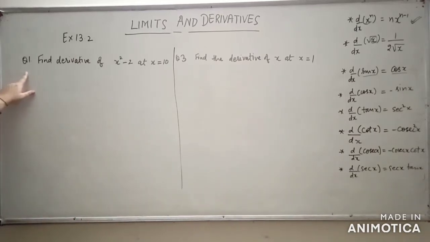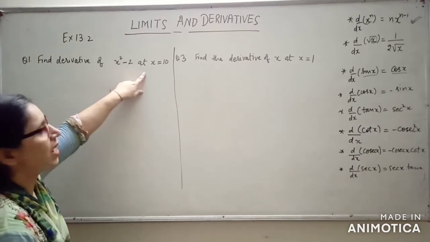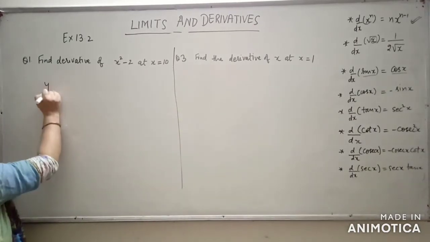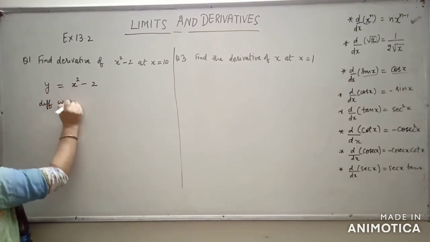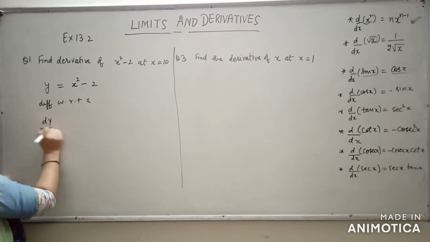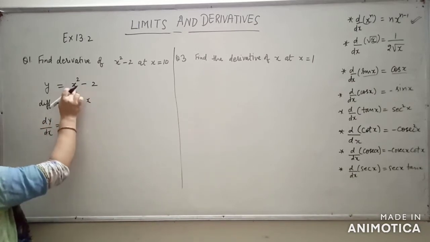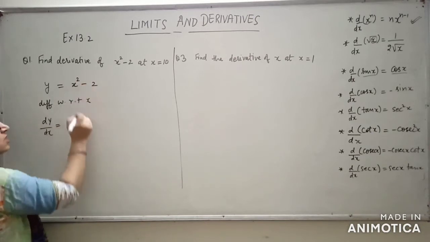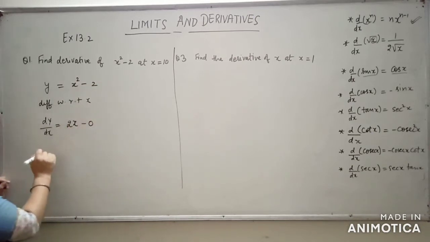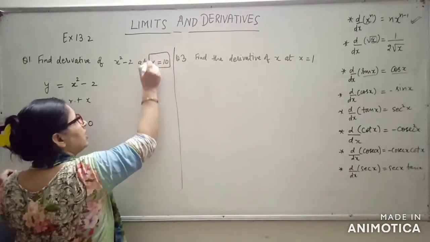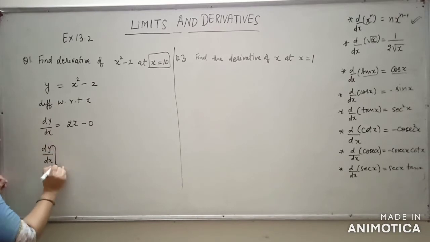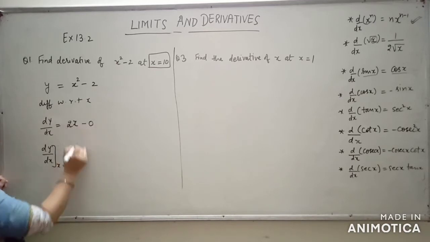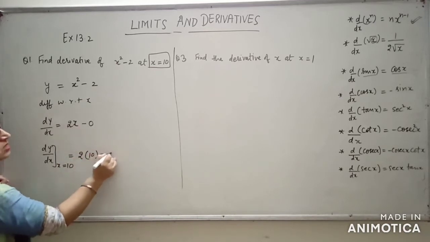In this first question, we are given to find the derivative of x square minus 2 at x is equal to 10. So I am taking y is x square minus 2. If I differentiate with respect to x, then dy by dx is equal to the derivative of x square, that is 2x, minus the derivative of 2, which is 0. But now we are to find the derivative at x is equal to 10. So dy by dx at x is equal to 10, this is 2x, so 2 into 10, that is 20.